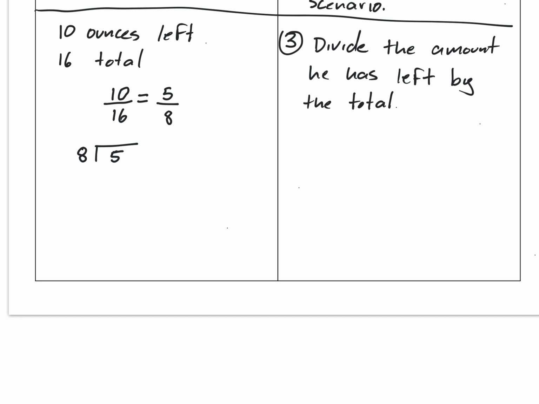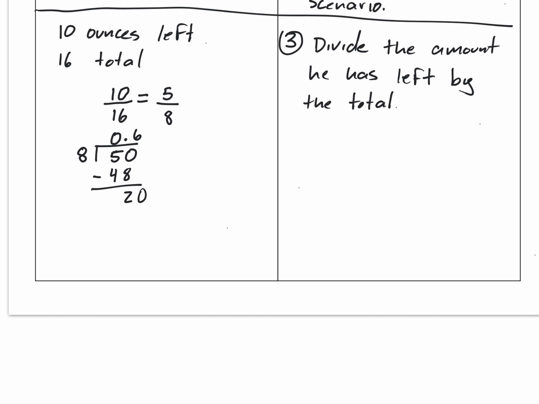8 doesn't go into 5, so we're going to put a 0 and put a point. Now we bring down a 0. How many times does 8 go into 50? 8 goes into 50 6 times. So we have 6 times 8, 48. Okay, 50 minus 48 gives us 2. Okay, we bring down a 0.